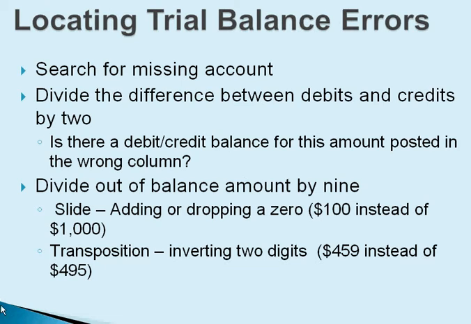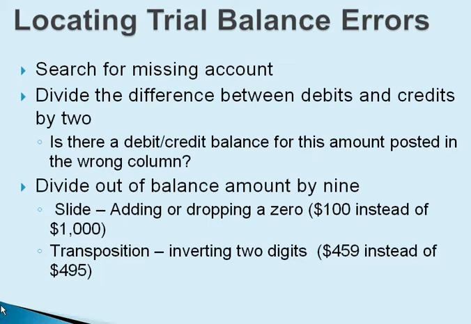Locating trial balance errors. Well, if you're not in balance, what you do is you search for the missing amount, the difference between the debits and the credits. If there's nothing missing, what you do is you divide the difference between the debits and the credits by 2. Is there a debit or a credit balance for this amount posted in the wrong column? Okay, if yes, great, you found the difference.